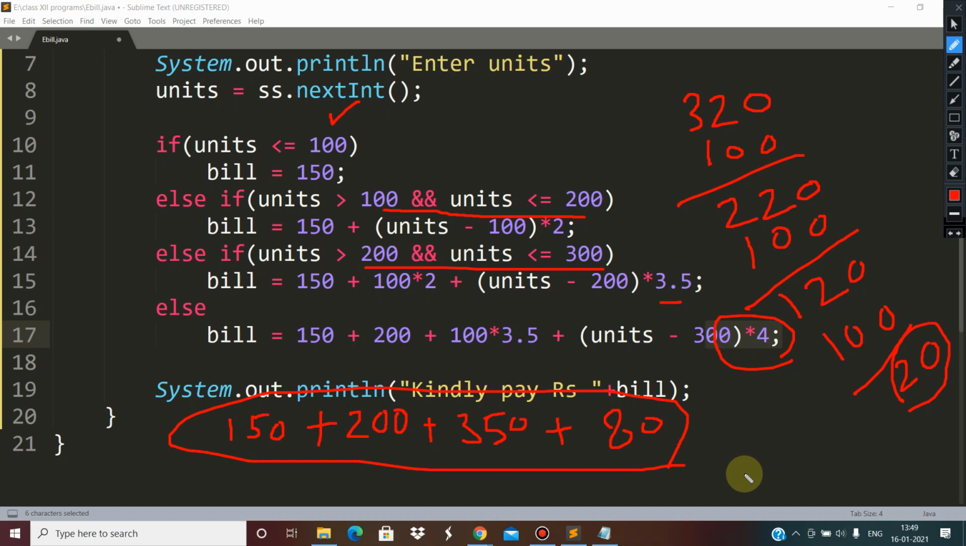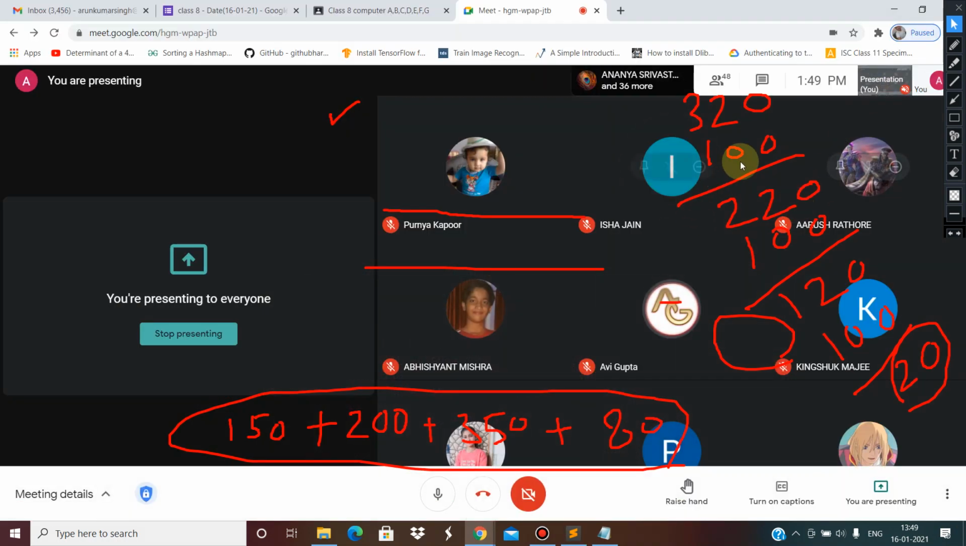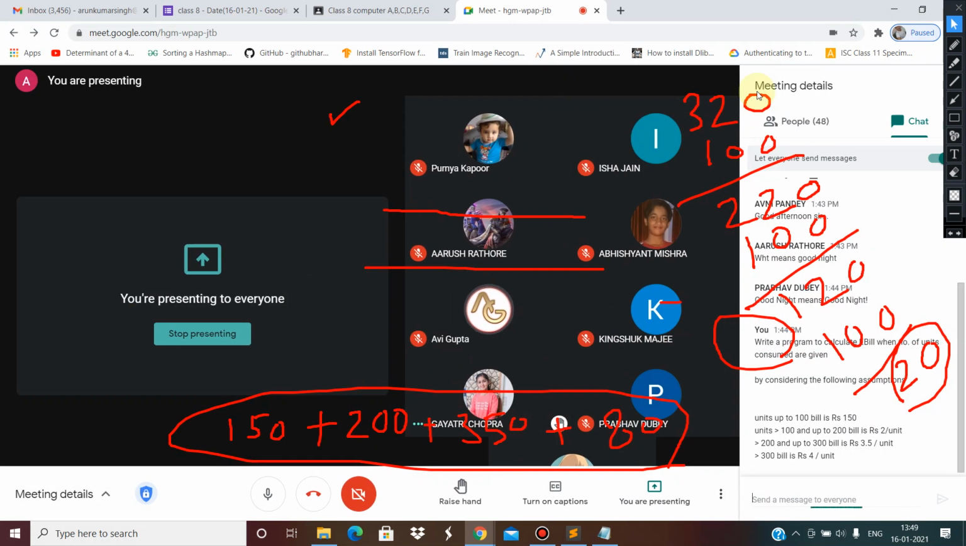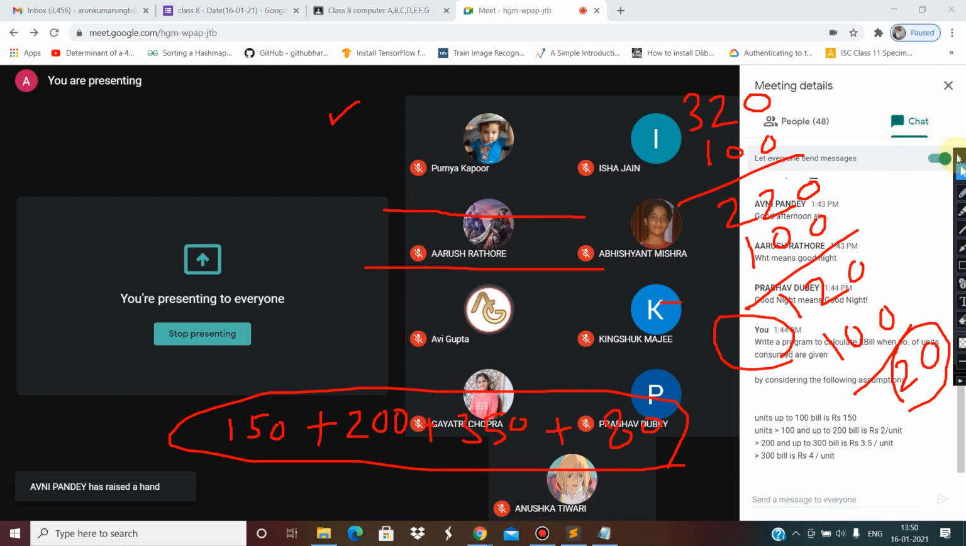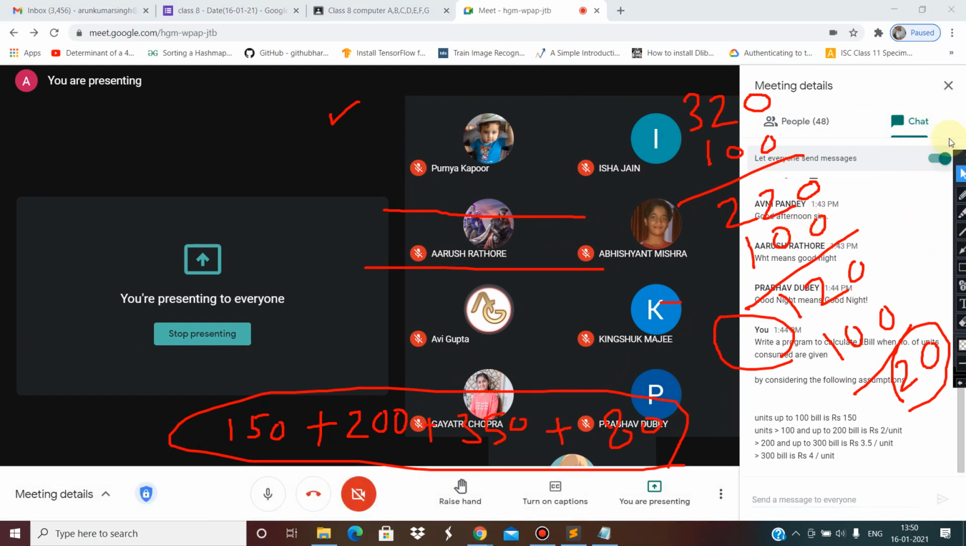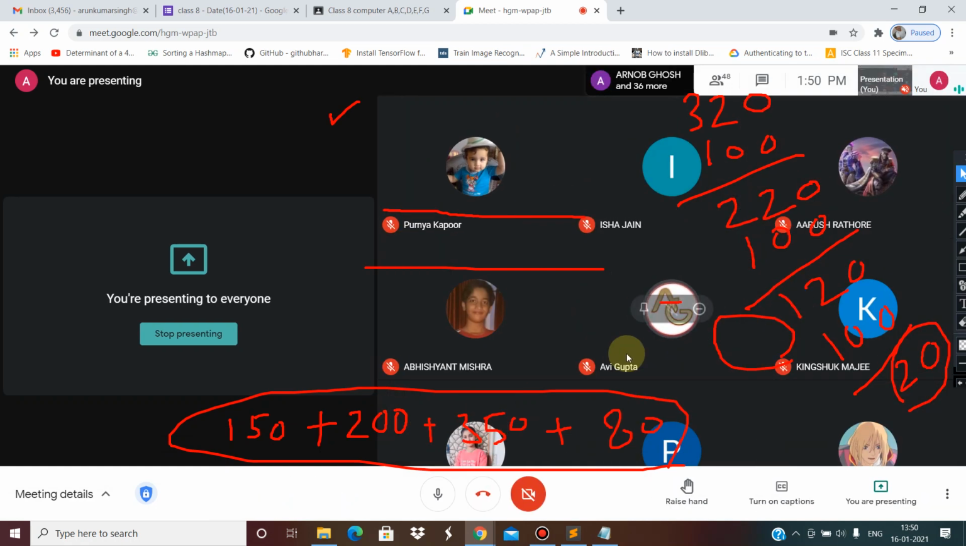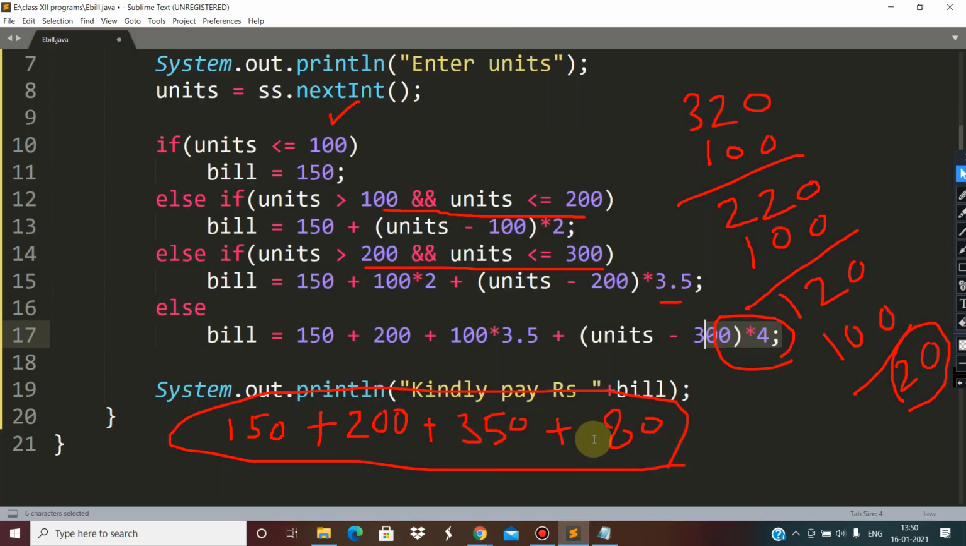Now children, how many of you have not understood this? Please tell. Yes, how many of you have not understood this? Please tell. Yes, Avani Pandey, you have not understood. Anybody else who has not understood? Okay. So child, I am just going to explain it one more time.